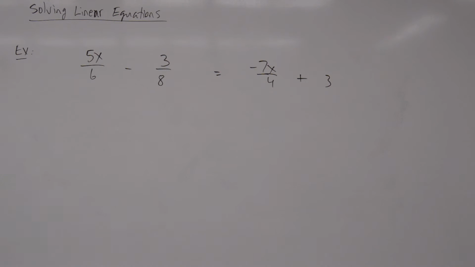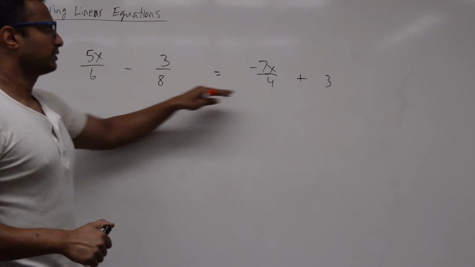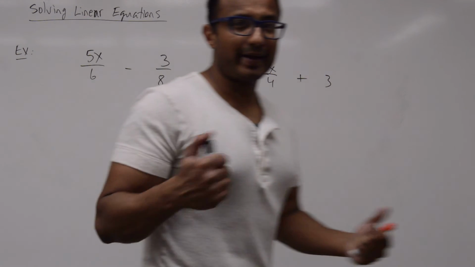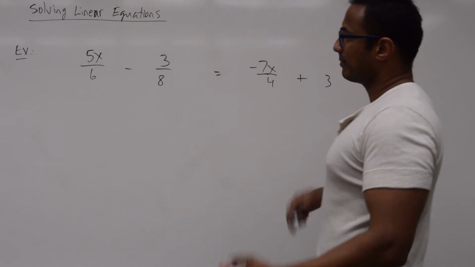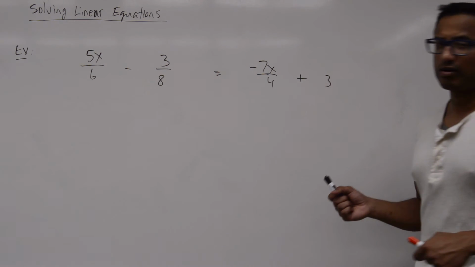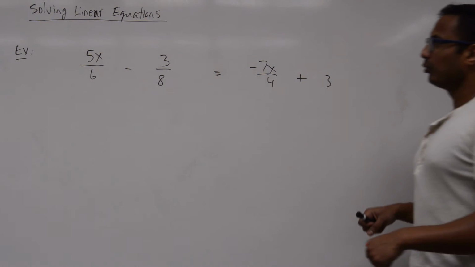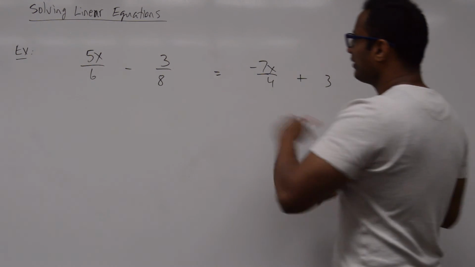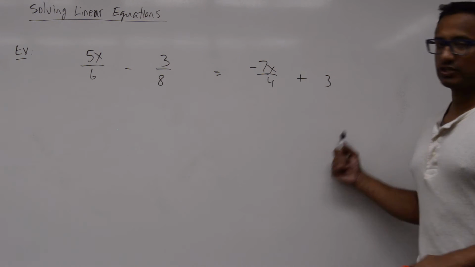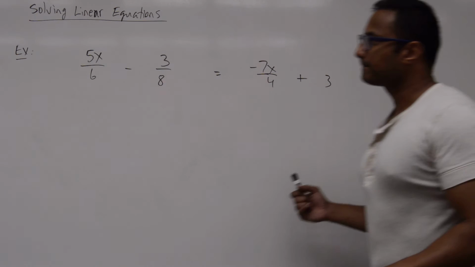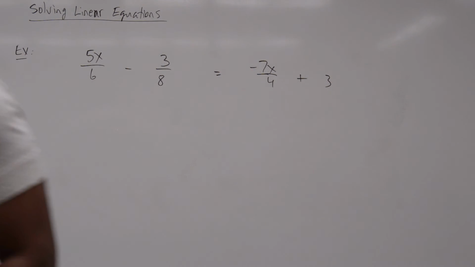So here's the problem. We have a bunch of fractions. Okay, now we learned back in the day that when you're adding fractions, you need to get a common denominator, or if you're subtracting fractions, you need to get a common denominator. But when you have an equation, we don't have to do that. There's an easy way of doing this. We can just eliminate the fractions. Okay? We can get rid of the fractions.